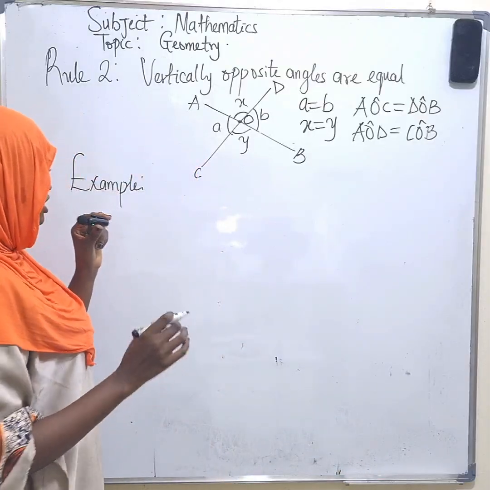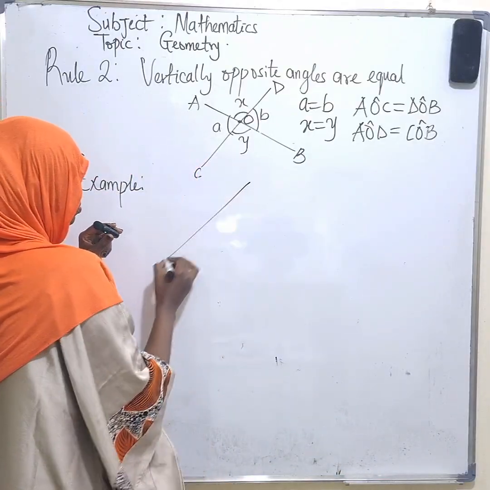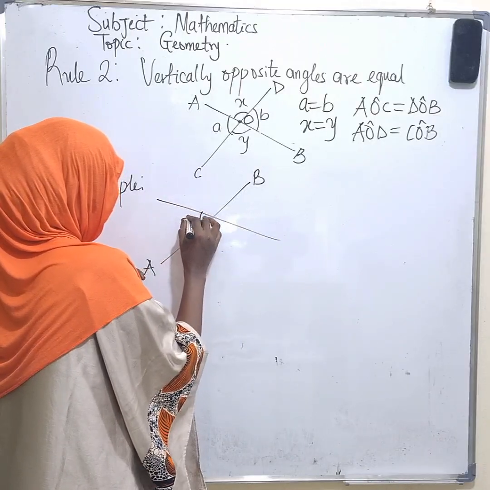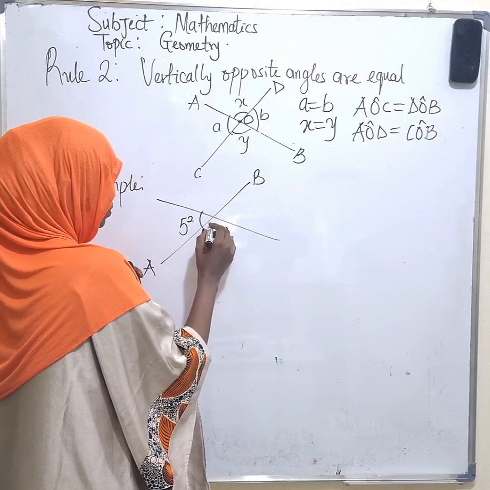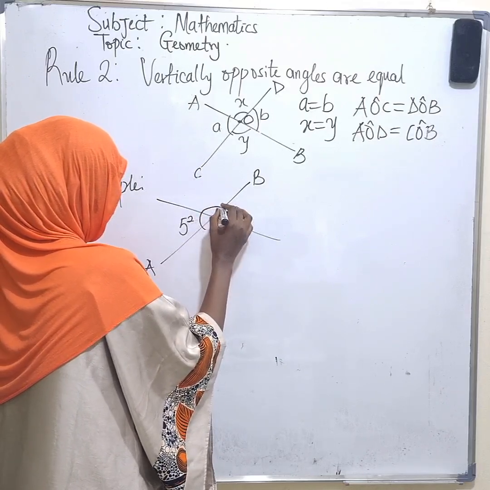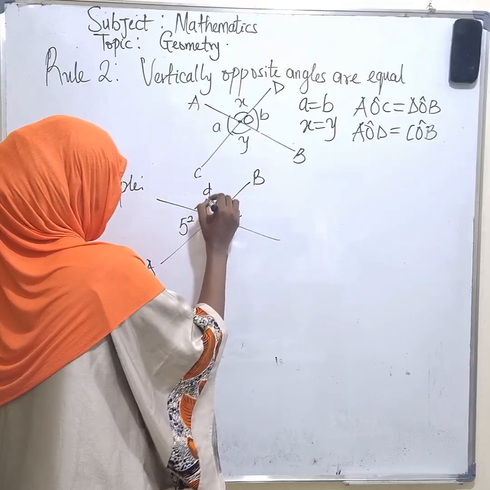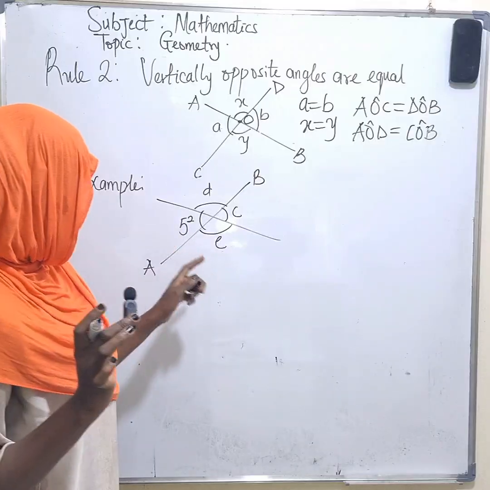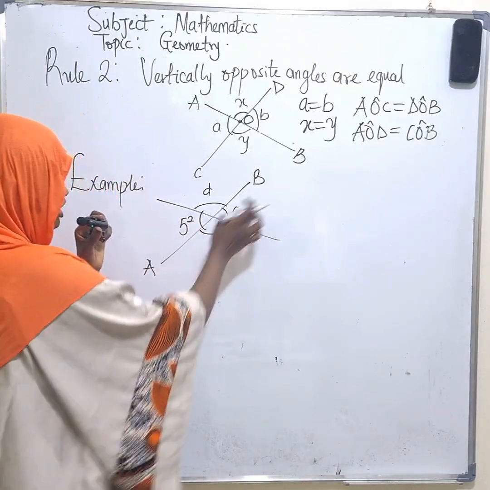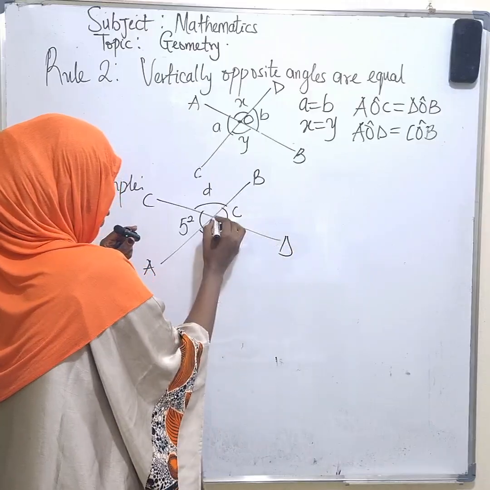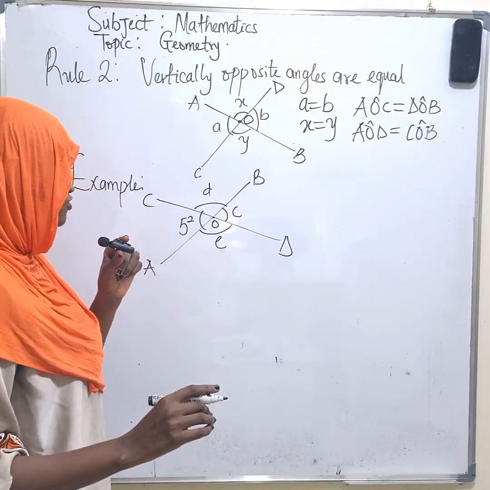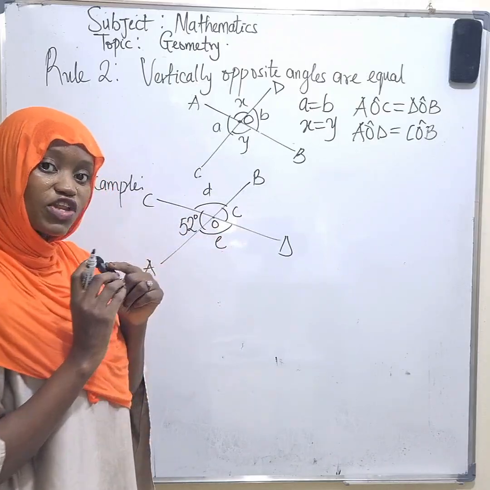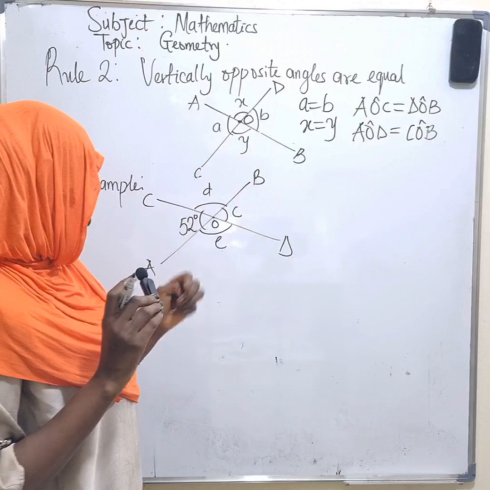Now let's solve an example. We have two lines here. Here we have angle 52. Here we have angle C. Here we have angle D, and here we have angle E. So here we have three unknown angles. So let's solve this. Here we have line AB and line CD, and we have the center O. So let's find, sorry, this is 52 degrees. So we have three unknowns here. So let's solve this together.